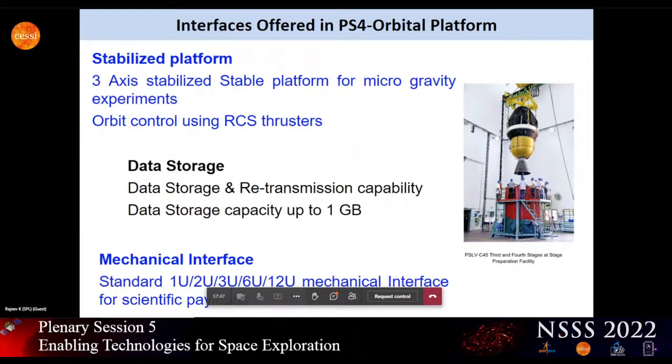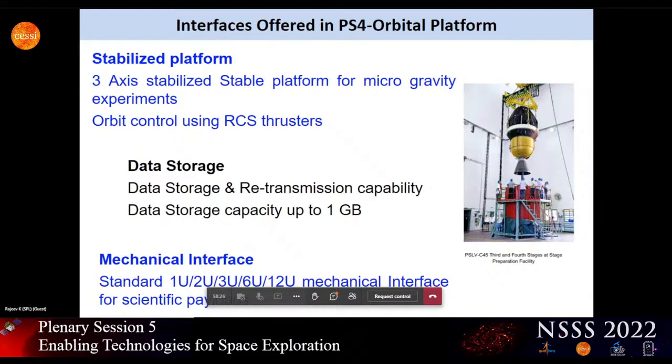The other interface that is essential is the stabilization of the platform. PS4 is a stable platform for microgravity experiments as well as for the space experiments. The orbit control is done with the RCS thrusters. It can store the data. That's also very important because it is not just that observations are taken and then straight away telemetered. There is provision to store the data up to 1 GB. And it can be retransmitted when the PS4 is coming in the vicinity of the ground station. Okay.